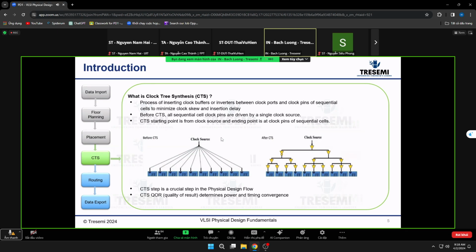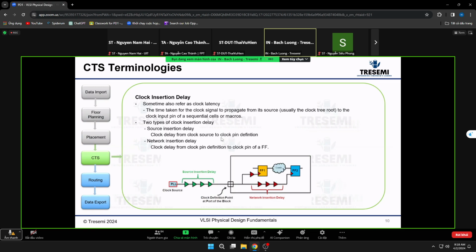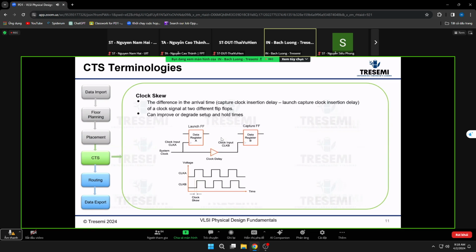I hope that tied things together a little bit: insertion delay and what clock skew is. Any questions on clock skew? Okay, the other important thing is that clock skew can improve or degrade setup and hold times. Later on you will see how it can improve or degrade setup and hold times.